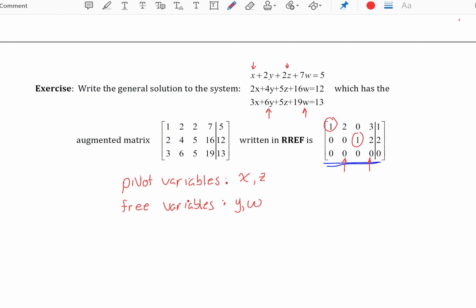The presence of these free variables tells me I'm going to have an infinite number of solutions. Or we could have written it as the rank of A is 2, because there are 2 pivot variables, which is less than 4, because there were 4 columns in your matrix A. So again, this would also tell us that there are an infinite number of solutions.